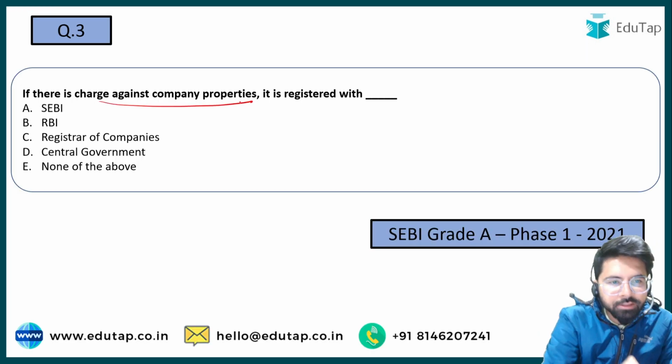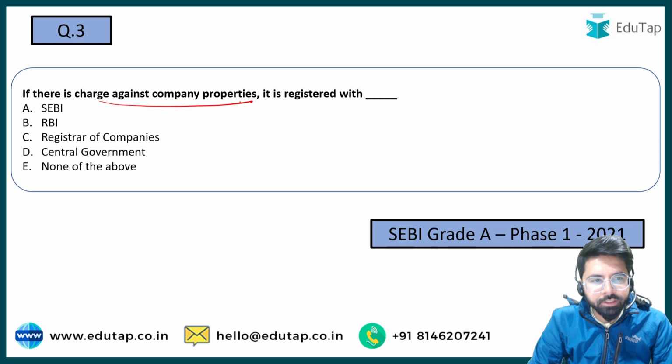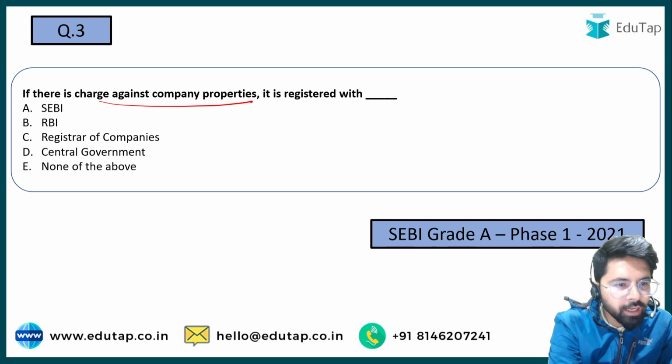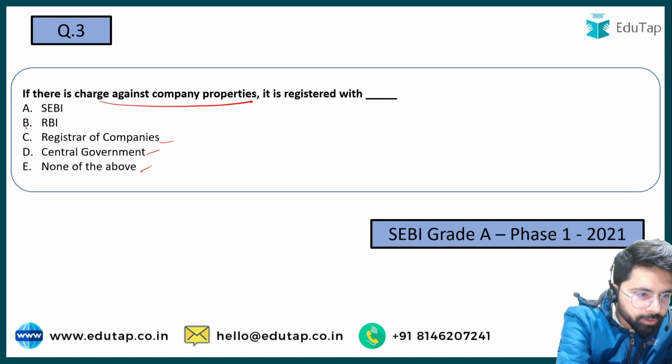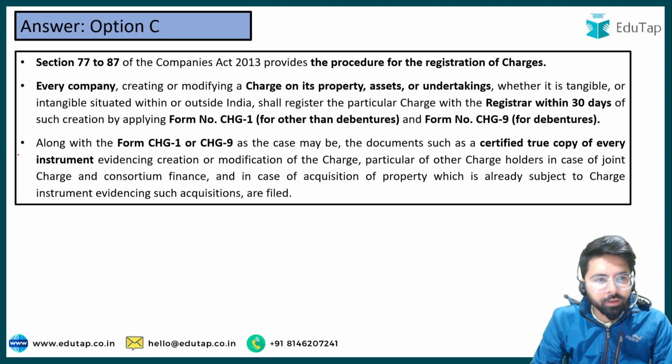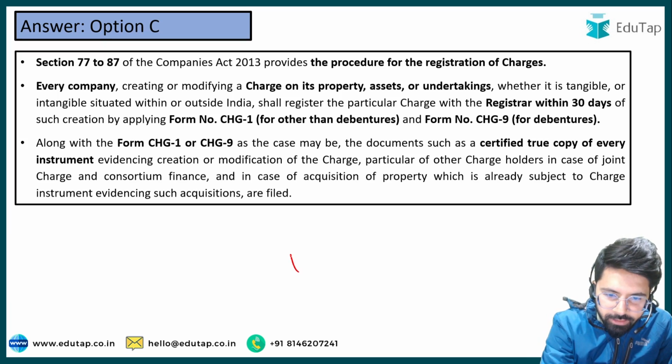If there is a charge against company property, it is registered with dash. SEBI, RBI, Register of Companies, Central Government, and none of the above. So friends, the right answer to this question is option C, that is Register of Companies. So first of all, let me just explain what is a charge.